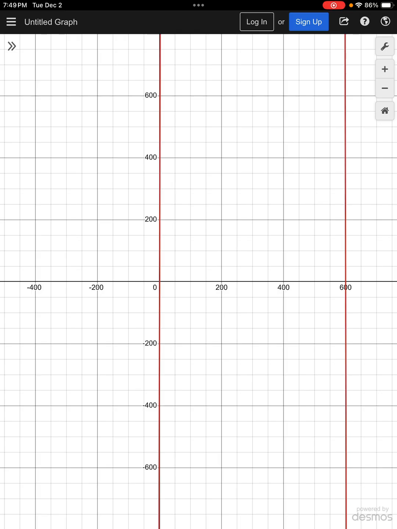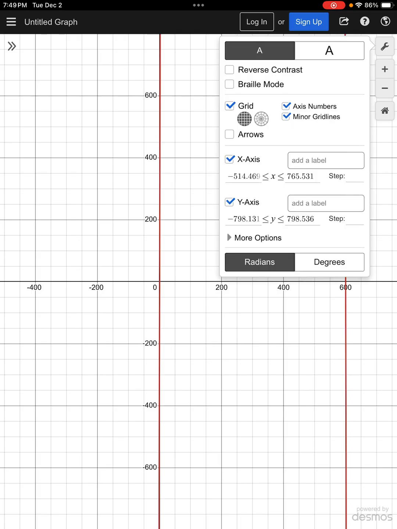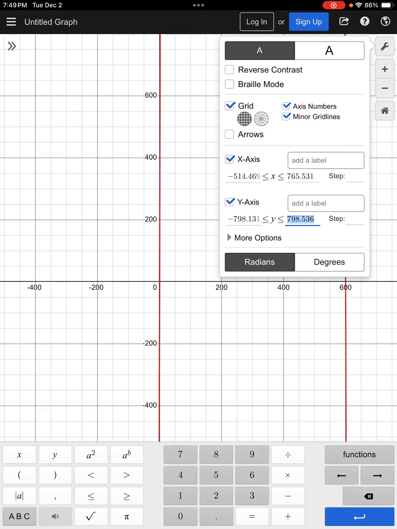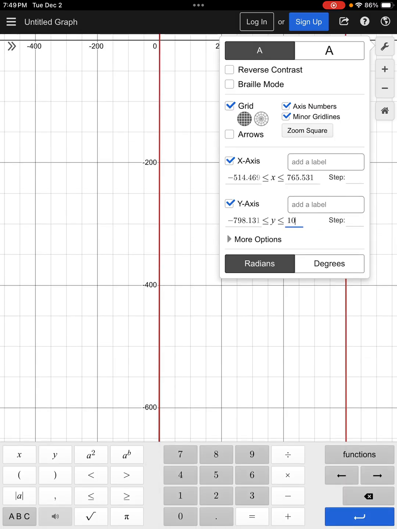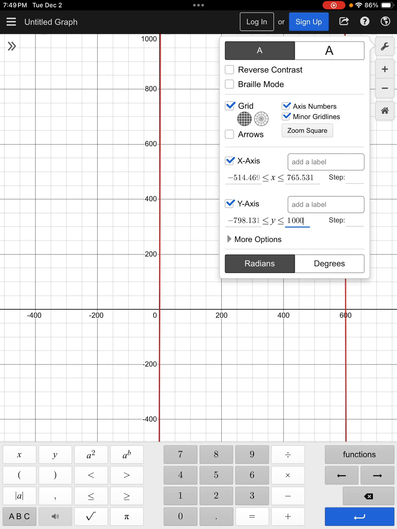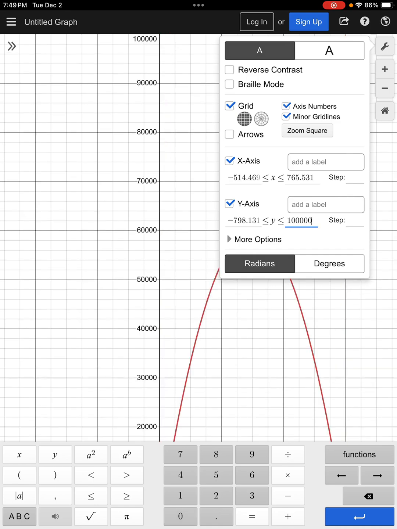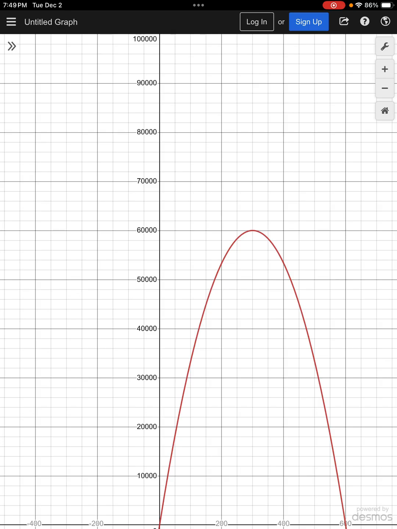So we're going to press this little wrench in the top right hand corner, and I need to make my y value higher. Right now it's at 798. So I'm going to type in 1,000. And I'm just going to keep adding zeros until I start to see the curve, and there it is. So now I see it.